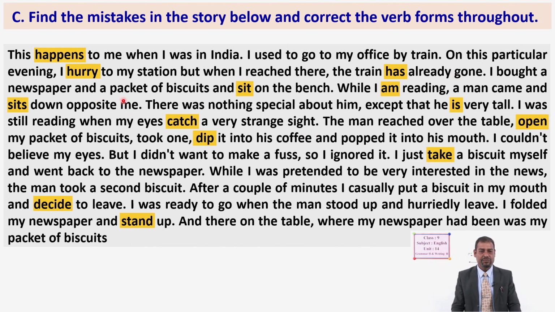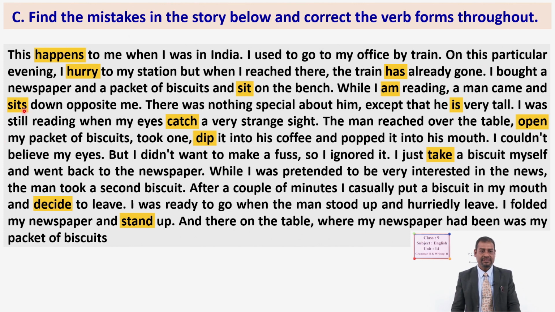Next one we have newspaper and a packet of biscuits and sit. So these all things happened in the past time. That's why we are not allowed to write down present tense. So sit should be changed into sat. Sat is the past tense of sit. And here also, while I am, not am, a man came, see. So am should be changed into was, continuous form. It started already there, reading newspaper, and another action happened there, a man came.